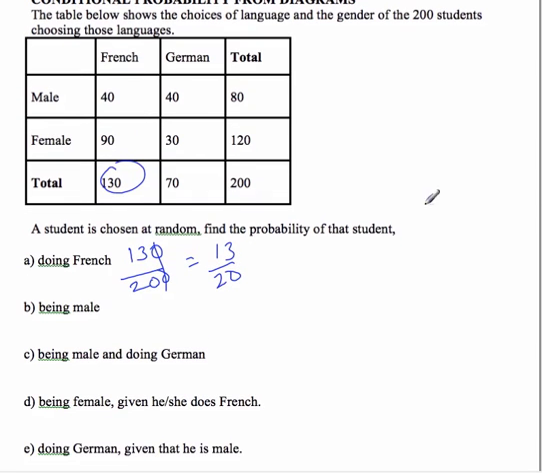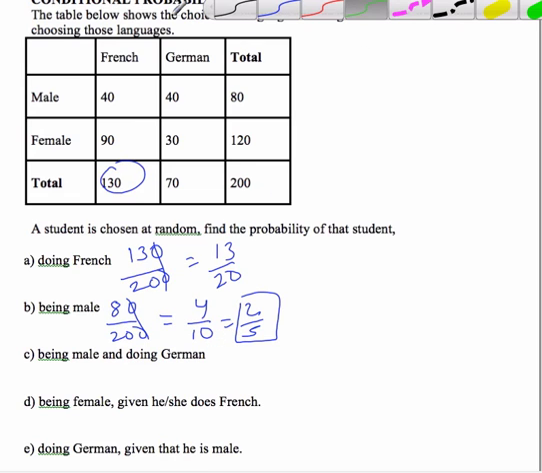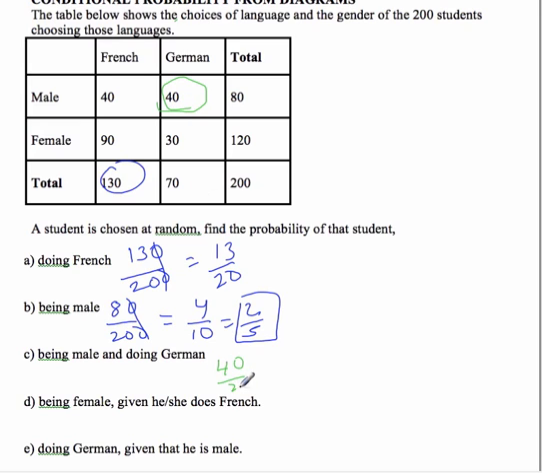Alright, next, probability of being male. There are 80 males, so 80 out of 200, which is 8 out of 20, which is 4 out of 10, and keep simplifying, 2 out of 5, or 40%. Probability of being male and doing German. So the males and doing German people are right here, 40. So that's also 40 out of 200, which is 4 out of 20, which is 2 out of 10, 1/5, or 20%.